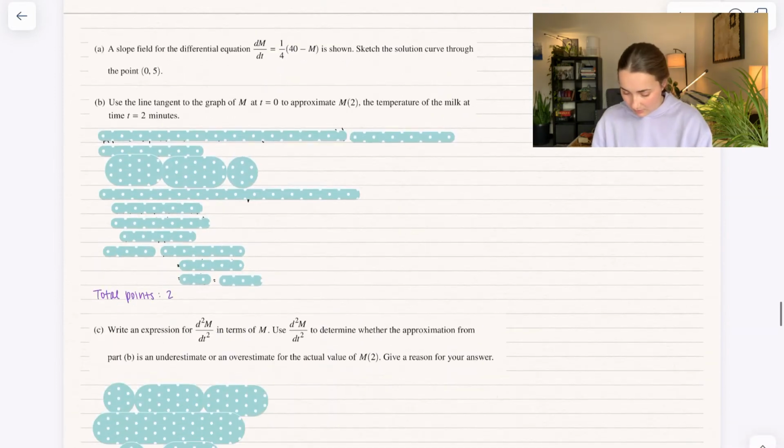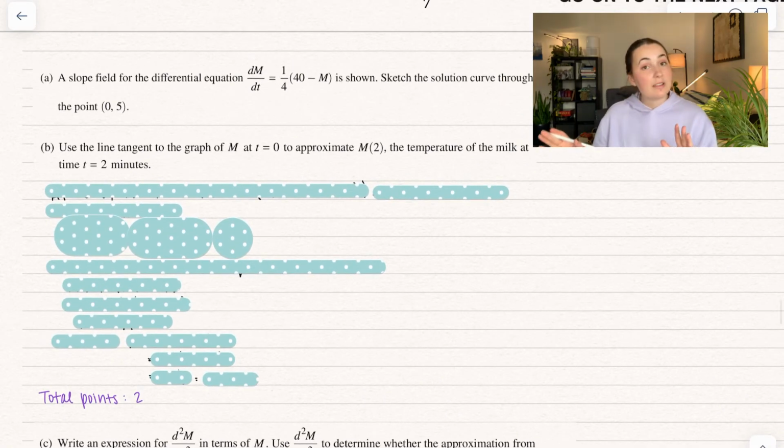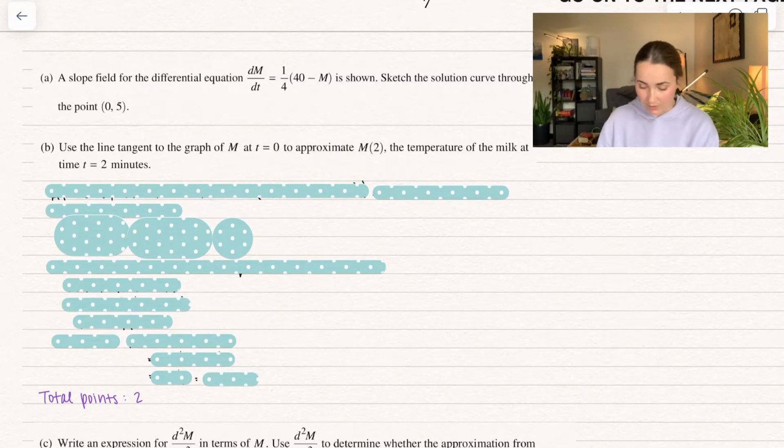So for part B, I copy and pasted these all down here. I'm doing this a little different, so you're going to have to tell me in the comments if you like it or not. Instead of me writing it all out, I already have it written out, and I'm just going to reveal it as we go.